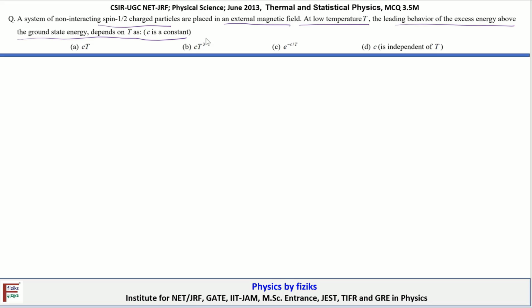So let's try to understand this problem. We are given a system of spin-half particles in an external field, let's say H. When these spin-half particles are placed in the external field, depending upon their interaction with the field, either they can align along the field direction or they can align in a direction opposite to the field direction. So the spin possibilities are plus half and minus half.